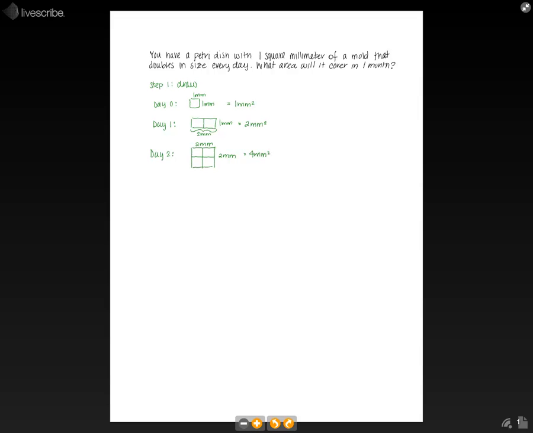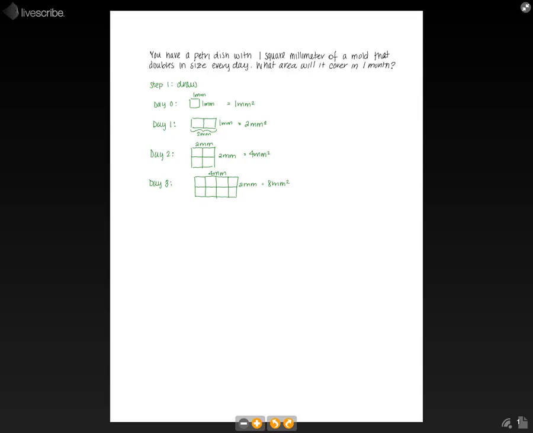Alright, and so let's go on and do one more day. So day 3 doubles again. So what we have looks something like this. Which is going to be 4 millimeters by 2 millimeters. Which means that that area is going to be 8 millimeters squared.